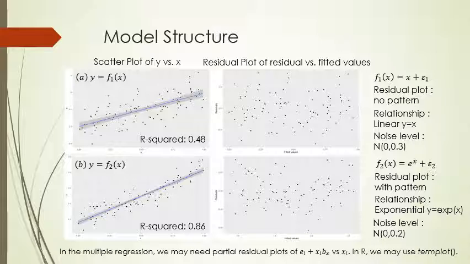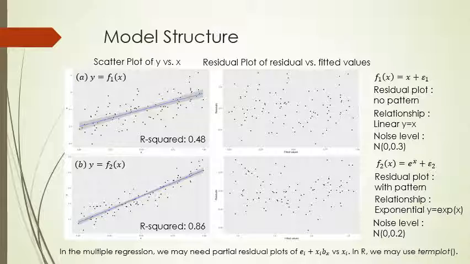Let's look at an example. We present two functions, f1 and f2, and for each function, both scatter plots of y versus x and residual plots of the residuals versus the fitted values. Both f1 and f2 are regressed with simple linear models. The regression lines are displayed as the blue lines. The R-squared in the first case is below 0.5, and the R-squared in the second case is above 0.8.